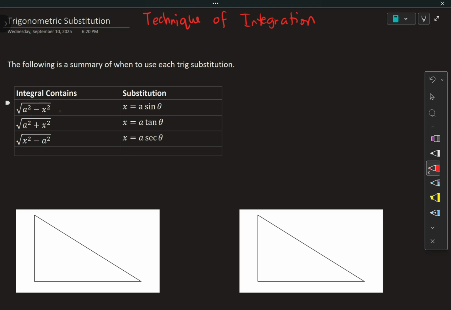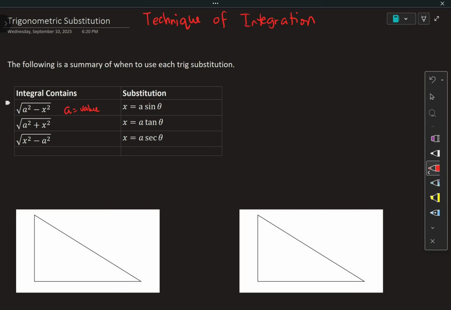the square root of a squared minus x squared, where a here is a value. If you have a squared minus x squared, then we will be using the substitution x is equal to a sine theta.